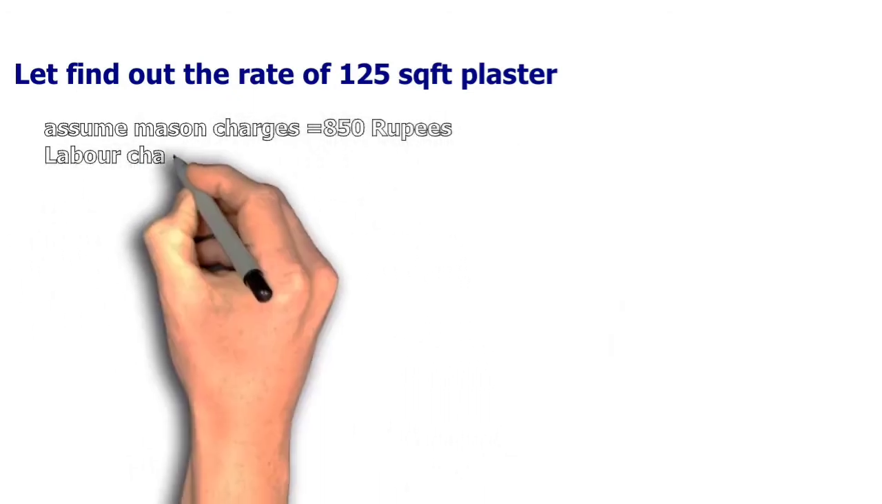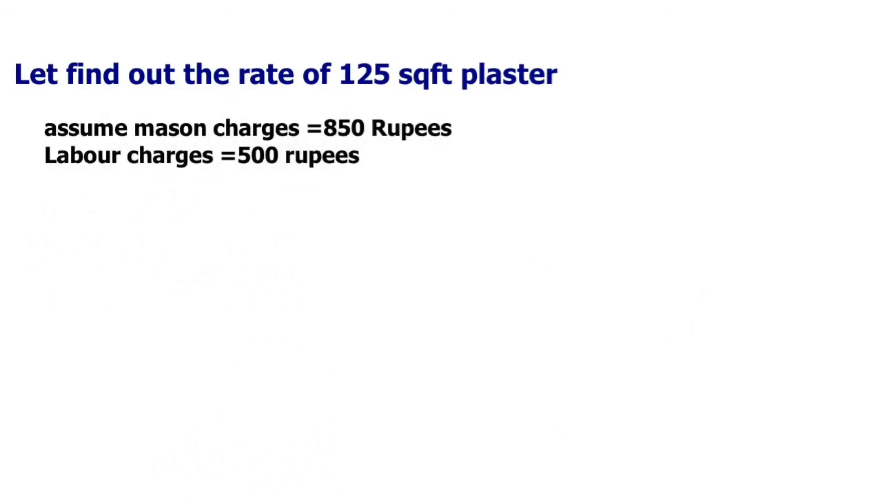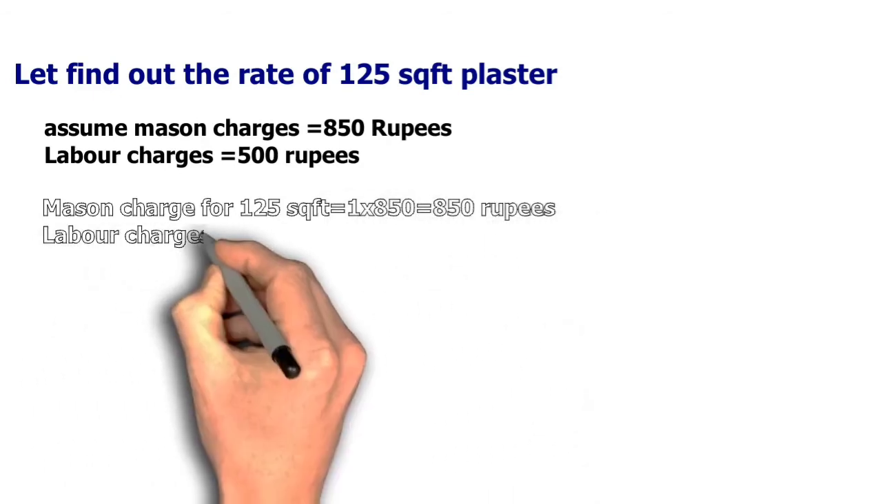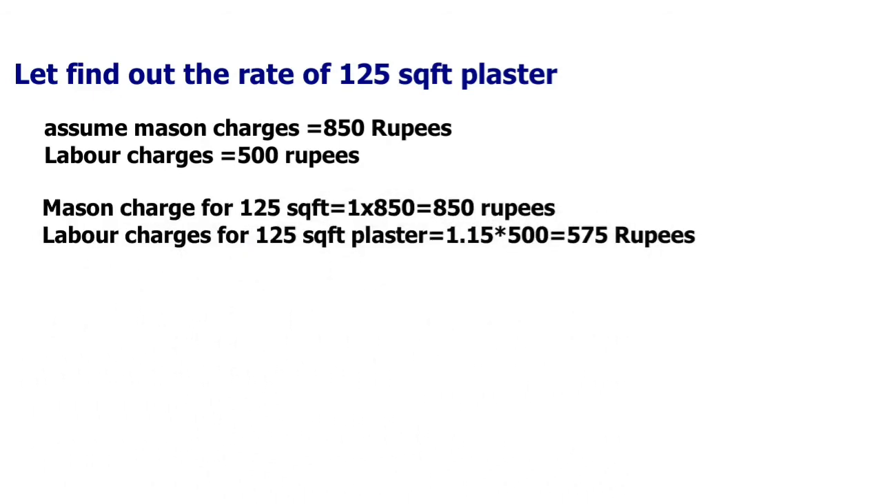So assume mason charges for 8 hours is 850 rupees and labor charges for 8 hours is 500 rupees. These are the basic, and it varies from place to place. So please consider your area's rate or your ongoing rate. So mason charges for 125 square feet equals 1 mason into 850 rupees for 8 hours equals 850, and labor charges for 125 square feet equals 1.15 into 500 equals 575 rupees. It means 575 rupees for labor.